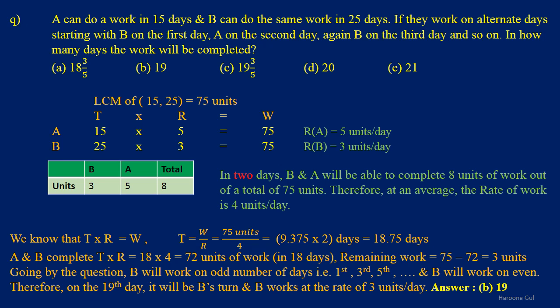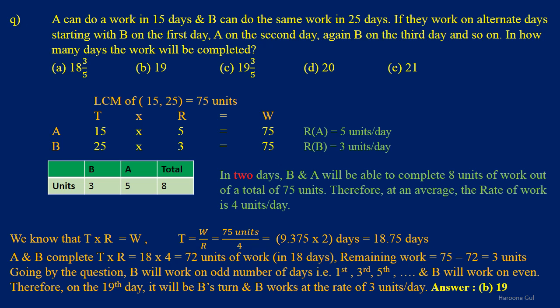Now, our first step should be assuming the work to be the LCM of the number of days taken by A and B to complete a work. That is 15 and 25, which is equal to 75. So we will assume our work to be 75 units, right? Now, A can do 5 units of work per day and B can do 3 units of work per day. Therefore, working on alternate days, A and B will complete 8 units of work in 2 days. That is with an average of 4 units of work per day.